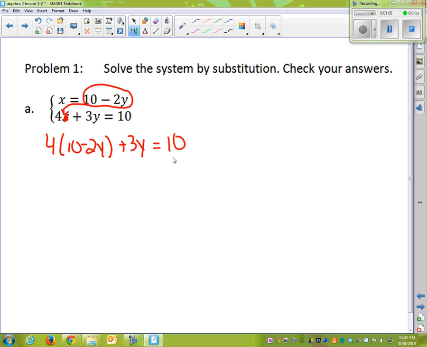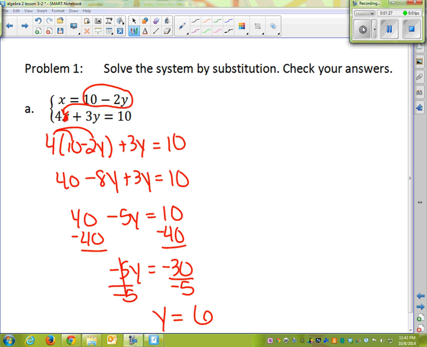Now I have one equation with one variable, and I can solve for y. Distribute the 4, so it's 40 minus 8y plus 3y equals 10. And go ahead and solve for y. This is my solution solving for y, and I've got that y is equal to 6.